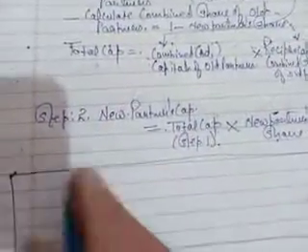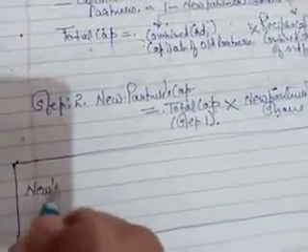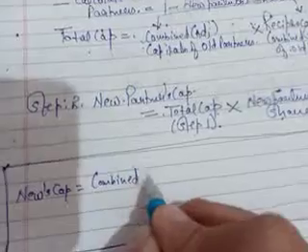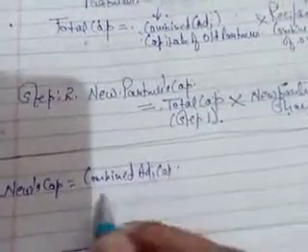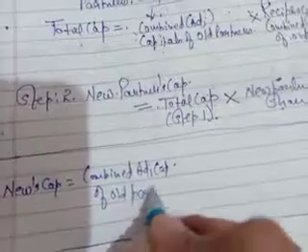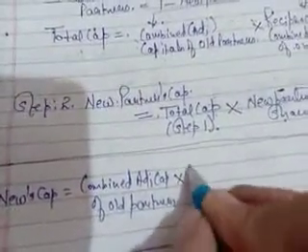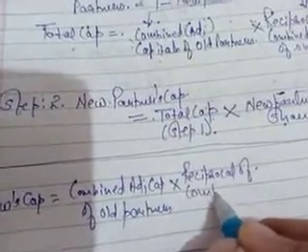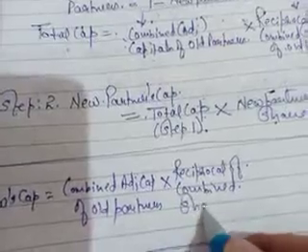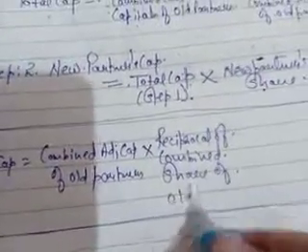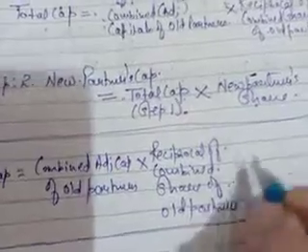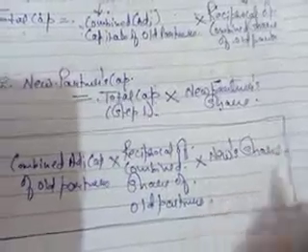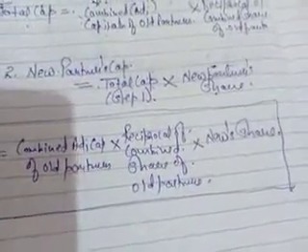Instead of using these two steps, we can do it like this also. New partner's capital is equal to the combined adjusted capital of old partners into the reciprocal of the combined share of old partners, multiplied by the new partner's share. This will give you the new partner's capital. I hope it's clear.